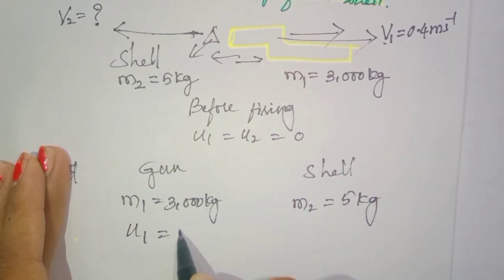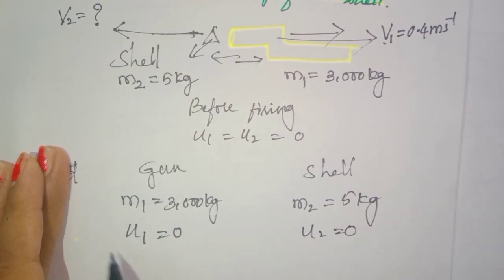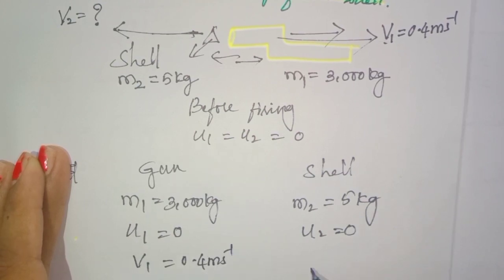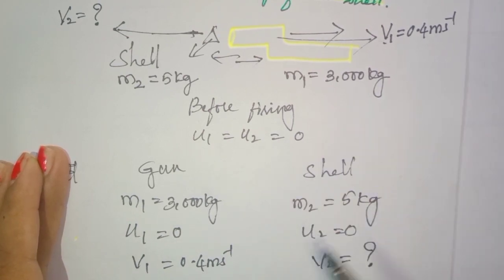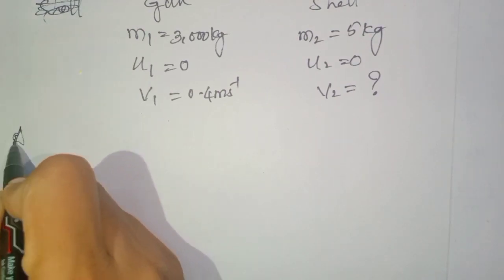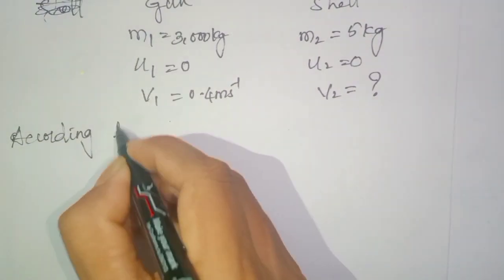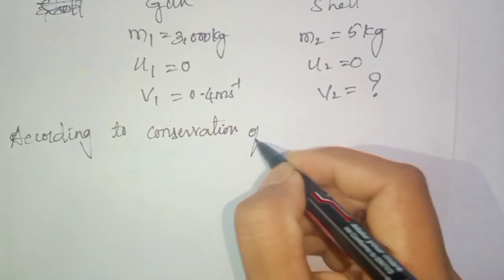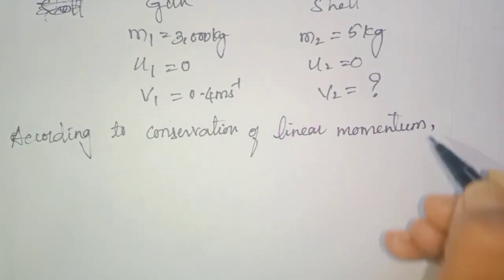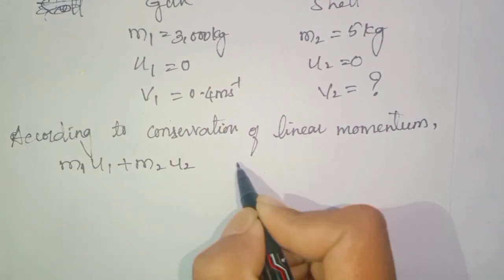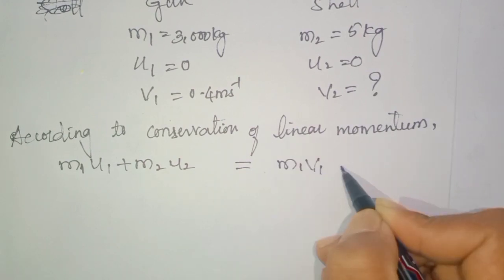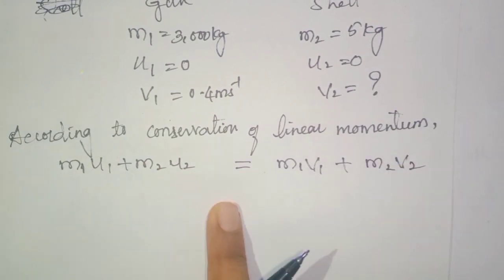So U1 is equal to 0, U2 is equal to 0. Next, what is the velocity? After firing, that is V1 of a gun is 0.4 meter per second and V2 of a shell is, we have to calculate. You can write the data in this form also, which makes you feel easy. So now, according to conservation of linear momentum, okay, so what is the formula of conservation of linear momentum? That is momentum before collision M1 U1 plus M2 U2 is equal to momentum after collision M1 V1 plus M2 V2. Total momentum before the collision is equal to total momentum after the collision.